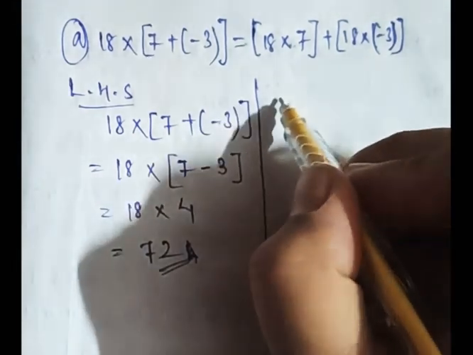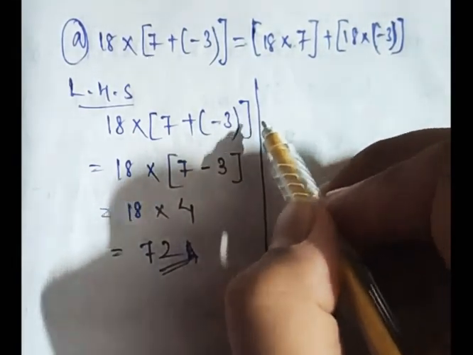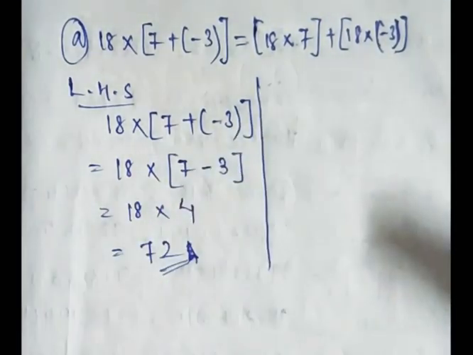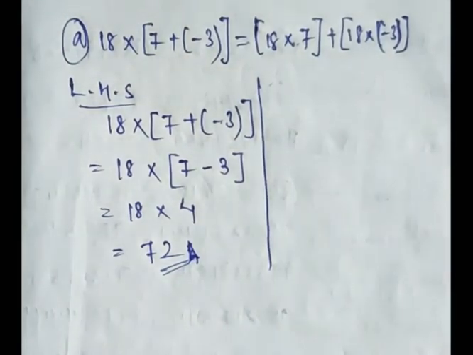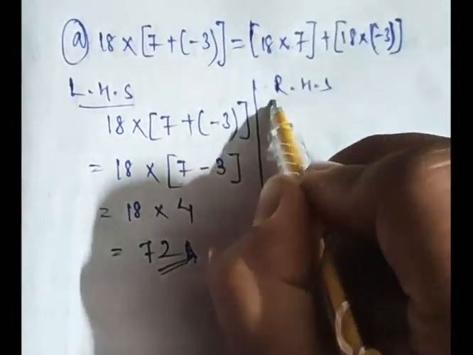I have little space here, so I'm using that space only. You have to do it in a clear manner. I request you all to do it in a clear manner. Don't be clever, because I don't have a page here. I don't have sufficient space. That's why I am using the little space here. Okay, so RHS.